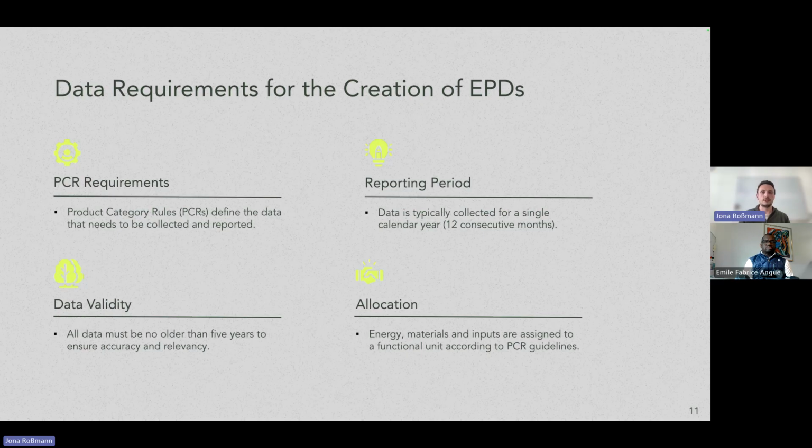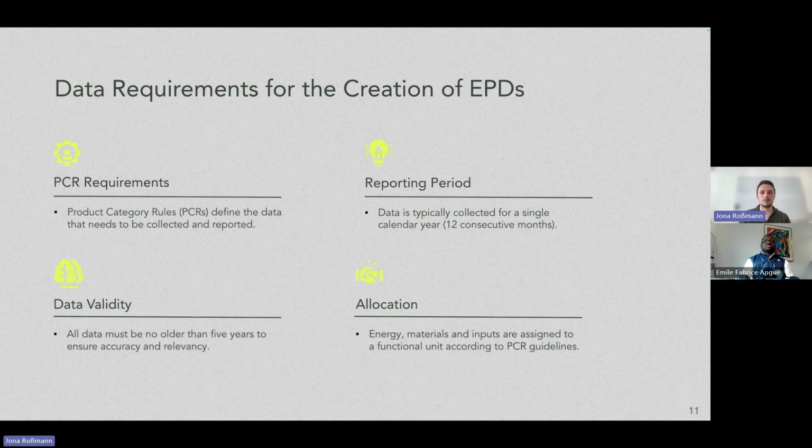Those PCRs are issued by program operators, which are the institutes that publish the EPD and also organize the independent third-party verification. For example, there's EPD Global, EPD International, ENIAS, or EBU. And what is important to know here, there's no universal LCA data checklist.